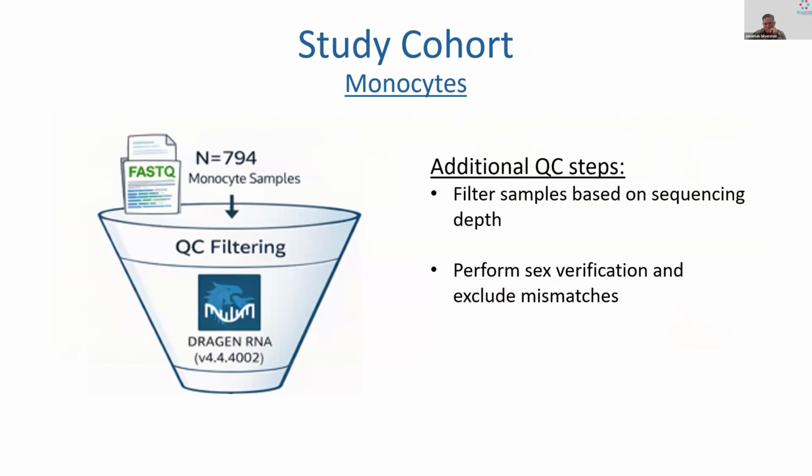Our study cohort initially included RNA sequencing data from 794 monocyte samples. We used the DRAGEN RNA pipeline by Illumina for secondary analysis to transform raw FASTQ files into high-quality gene expression counts. We then performed quality control filtering, which included excluding samples based on their read depth and conducting sex verification to remove samples with genotype-phenotype mismatches.